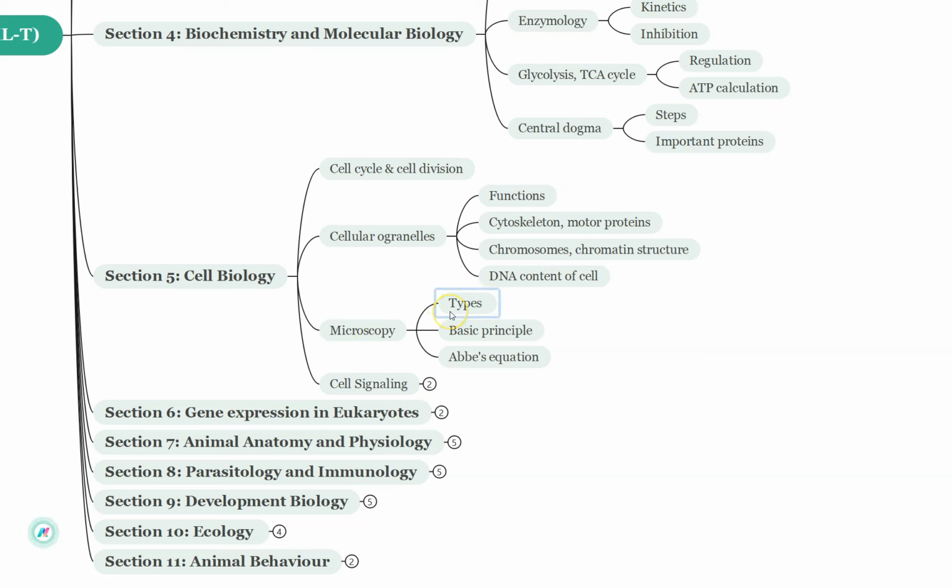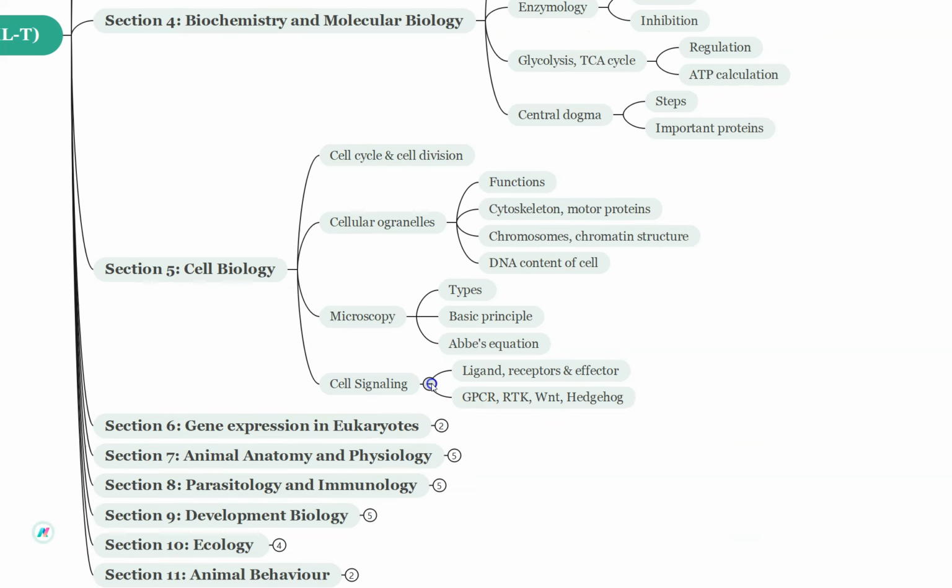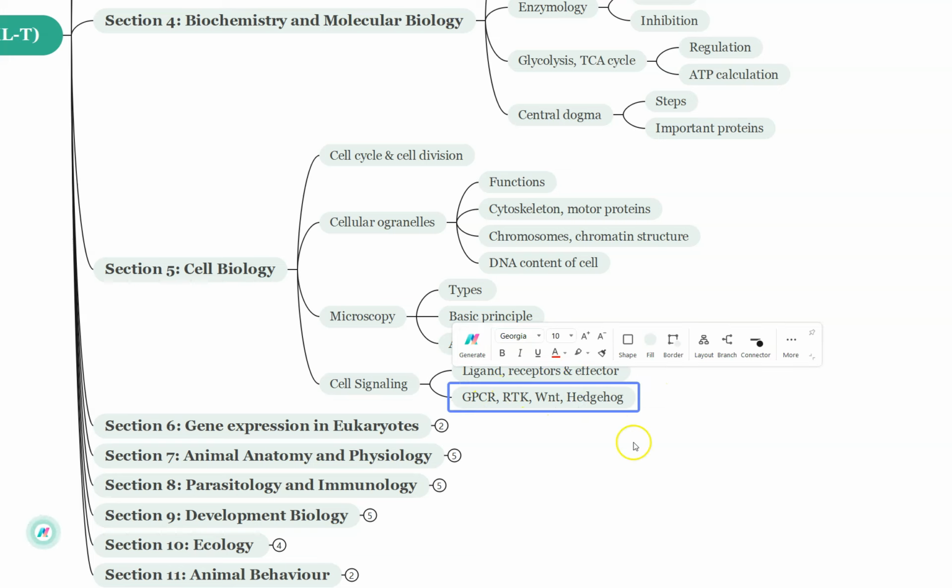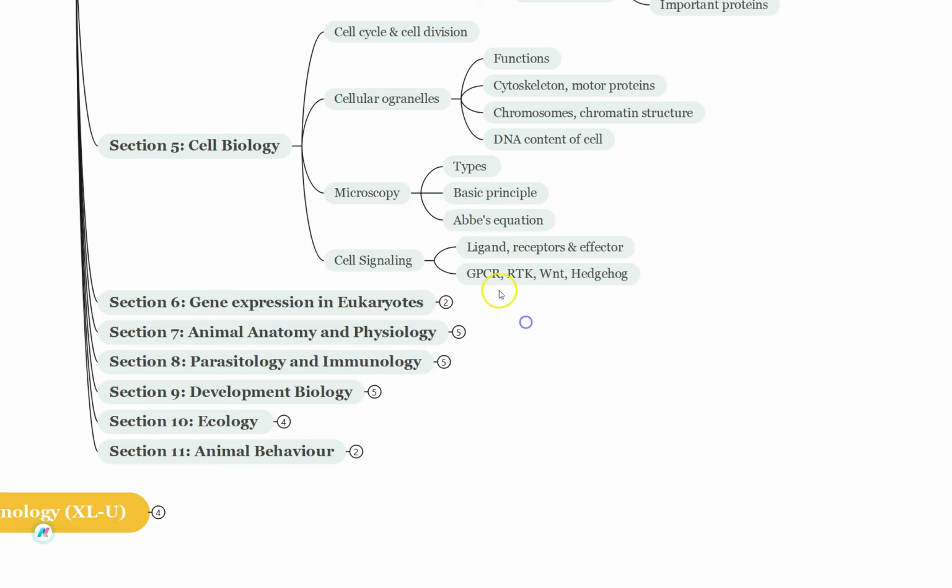Microscopy is an important section here. The types, Abbe's equation and basic principle of different types of microscopy. Again under cell signaling, the different ligand, receptor and effector. Here you should focus on the signaling molecules which are important from a development point of view, especially the WNT pathway, hedgehog signaling, sonic hedgehog signaling.